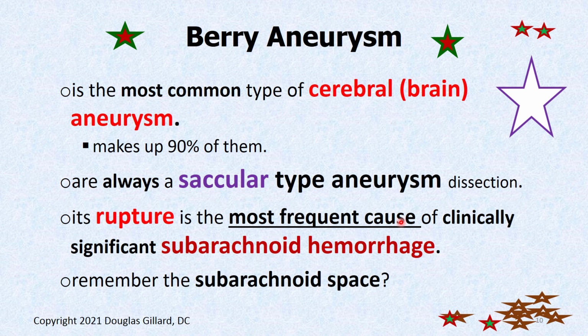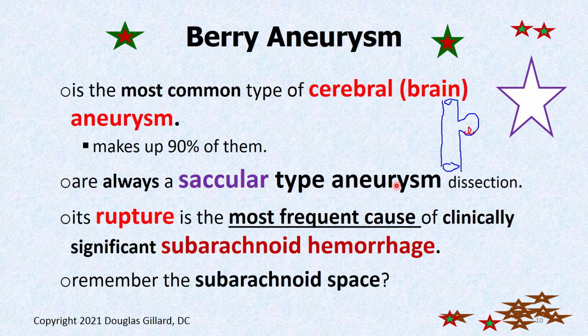They are saccular aneurysms. Remember we said what that is already? Here's a blood vessel, here's an artery. A saccular aneurysm is where a focal outpouching occurs in the blood vessel. Right? So that's a saccular aneurysm, and these things are breeding grounds for thrombus formation, right?